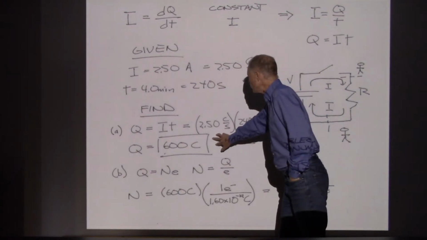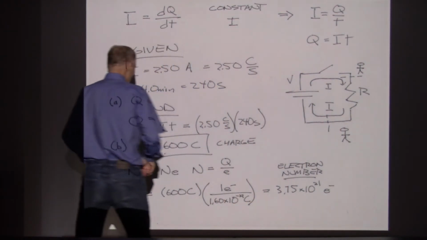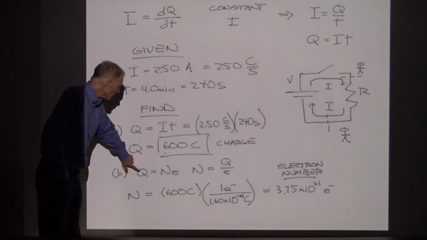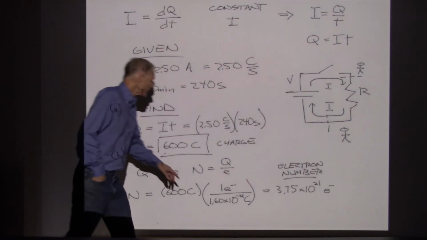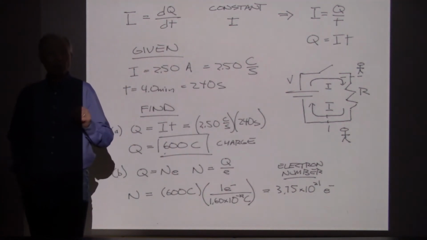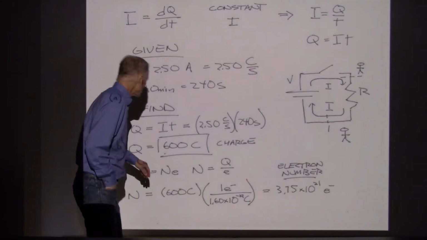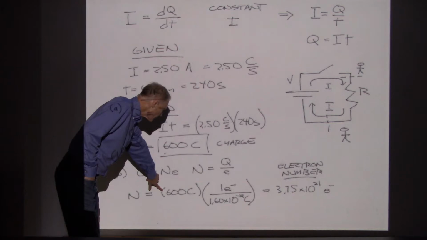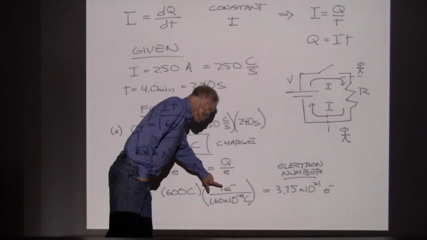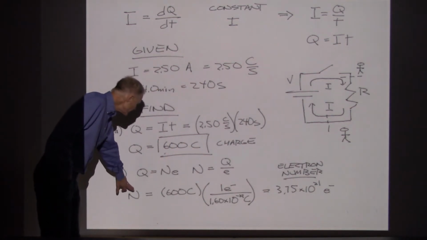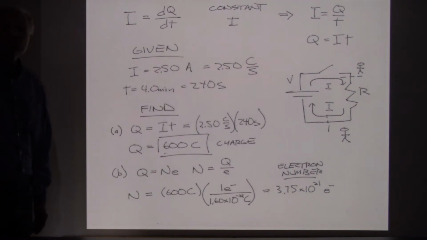Now, if it's 600 coulombs of charge, how many electrons is that? Let's think about it this way. A certain amount of charge is equal to some number of electron charges. The fundamental electron charge is 1.60 times 10 to the minus 19 coulombs, so each electron has that much charge. So let's take the 600 coulombs and say for every 1.60 times 10 to the minus 19 coulombs, that is one electron. And so the number I end up with is a big number, 3.75 times 10 to the 21.